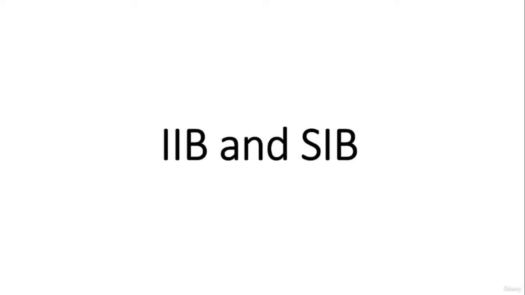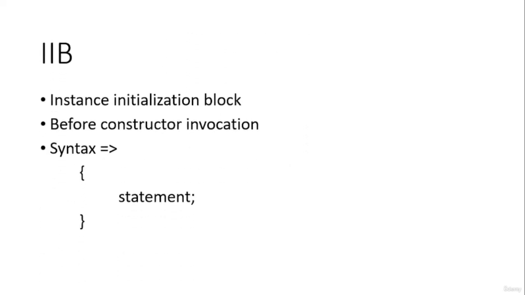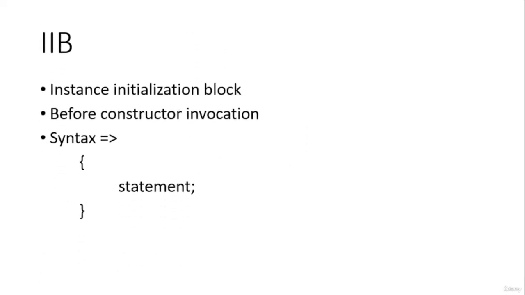In this lecture we are going to discuss IIB and SIB. It is important to know about this feature in Java which allows us to have an instance initialization block, called IIB. The purpose of IIB is to initialize objects. We have already seen that constructors can do the initialization of an object, but IIBs are used to initialize all the constructors.